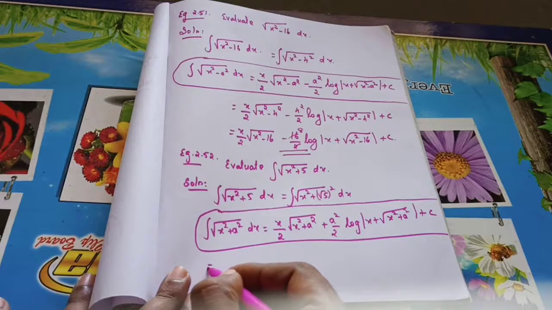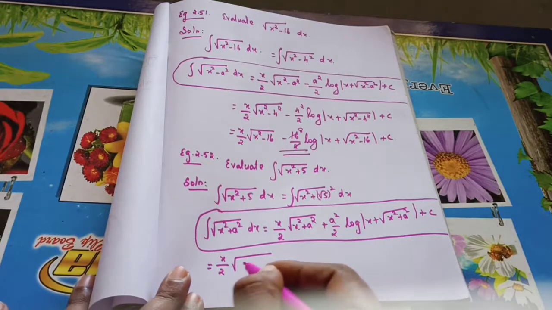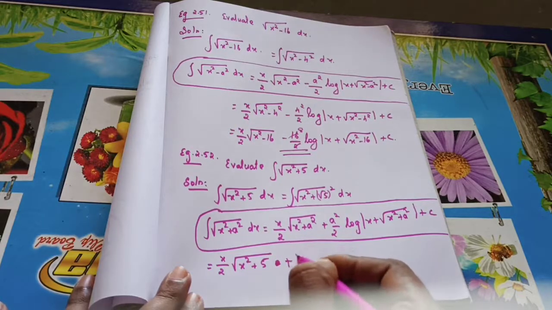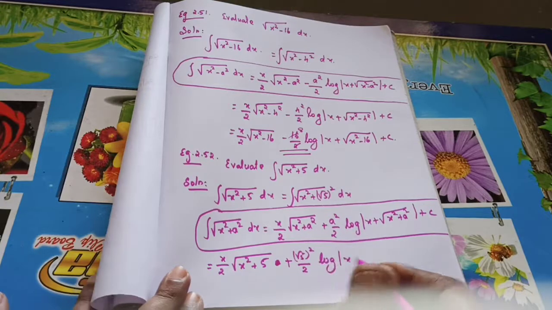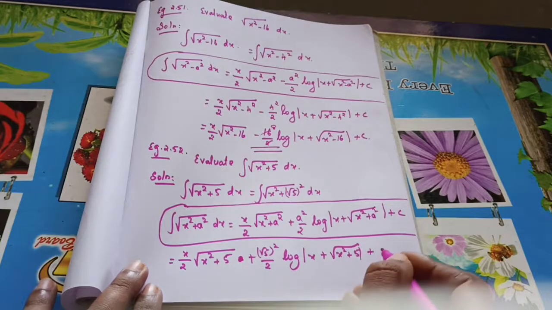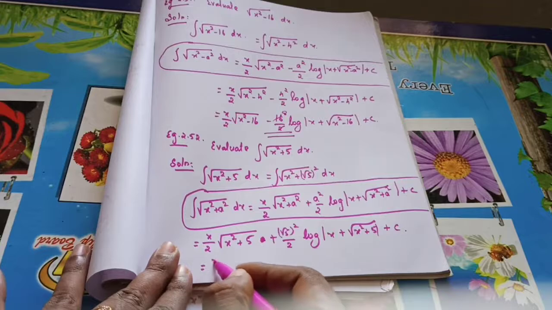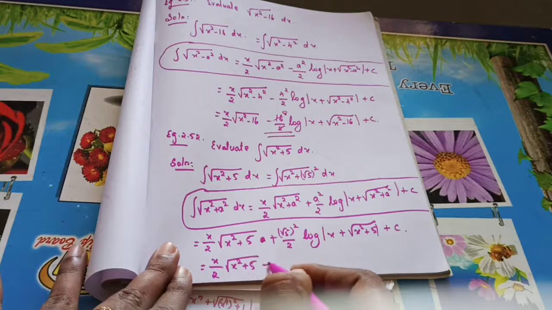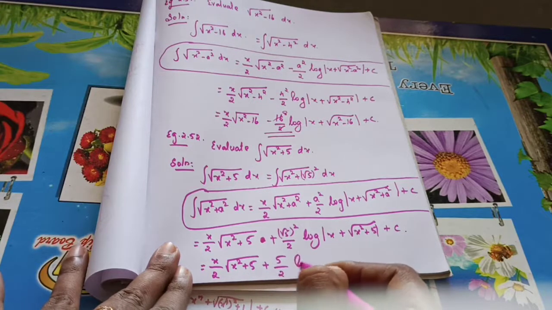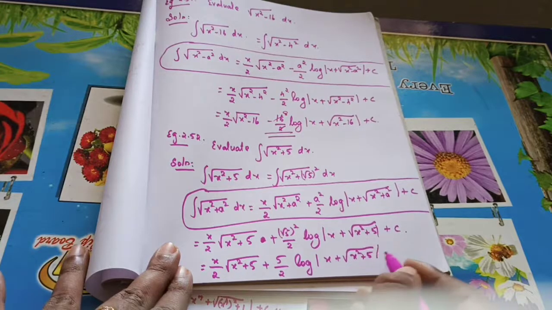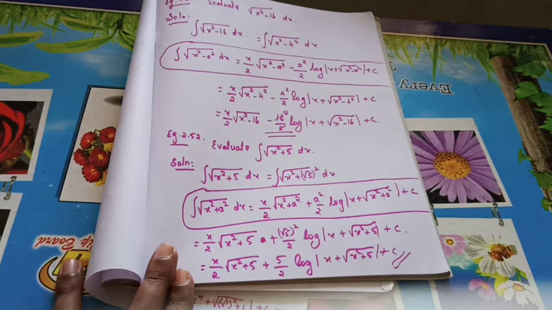So that's equal to x by 2 square root of x square plus 5, plus a square, meaning root 5 the whole square, by 2 log of modulus of x plus square root of x square plus 5, plus c. That's equal to x by 2 square root of x square plus 5, plus 5 by 2 log of modulus of x plus square root of x square plus 5, mod close, plus c. Got it?